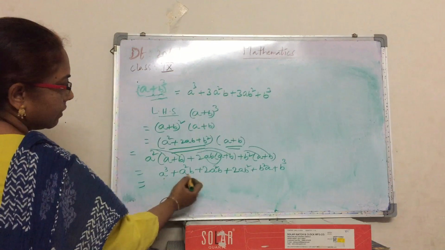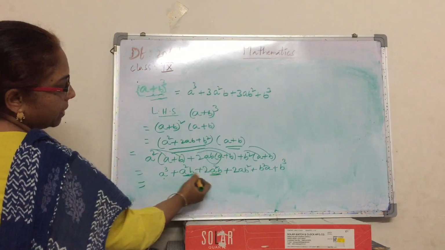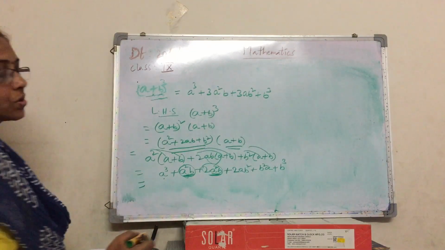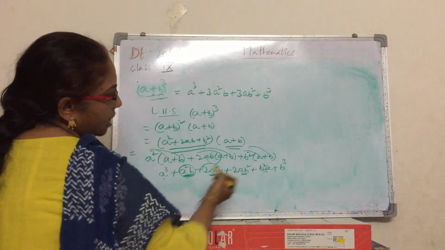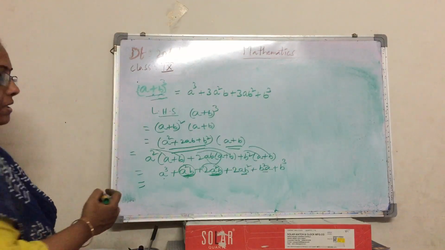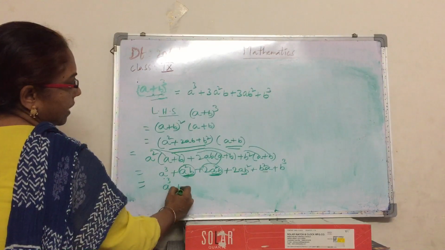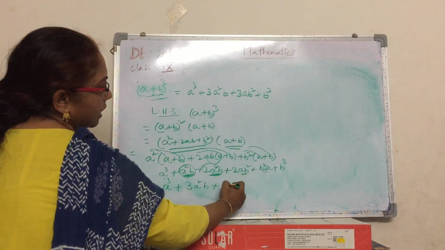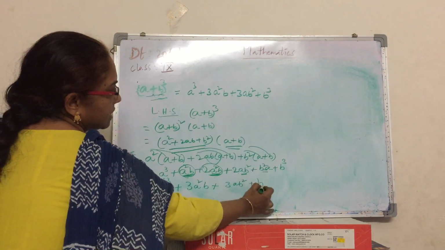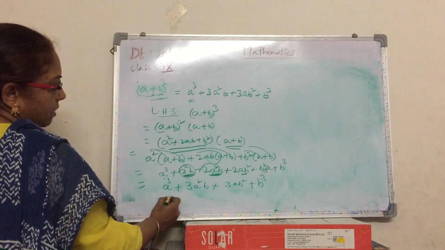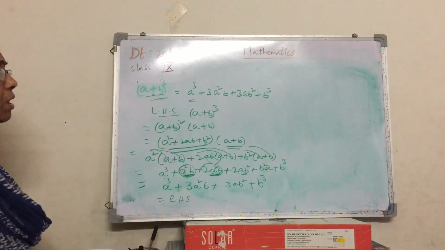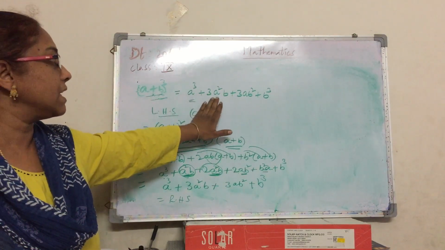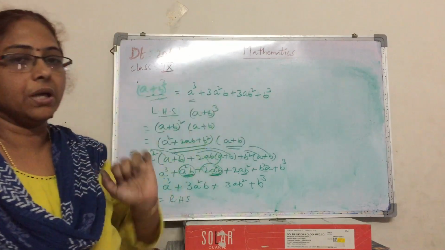Here a cube is only one term, a square b, here a square b. So here 1a square b, here 2a square b. So totally 3a square b. And ab square here also ab square. So total 3ab square. Now write, simplify and write. Here these two are the like terms. So 3a square b. Here also there are 3ab square, plus b cube, which is nothing but the RHS. So what is the a plus b whole cube formula? A plus b whole cube is equal to a cube plus 3a square b plus 3ab square plus b cube.